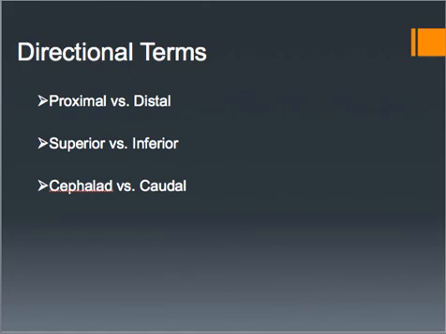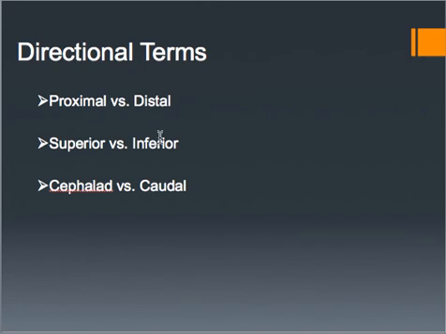Some of the directional terms that you want to make sure you know as well are going to be important. So proximal versus distal. Proximal is going to mean something is closer to the midline of our body, and distal means it's further away from midline. So a couple of examples of that would be the wrist is distal to the elbow because the wrist is further away, correct, than the elbow. And then the opposite would be the elbow is proximal to the wrist.